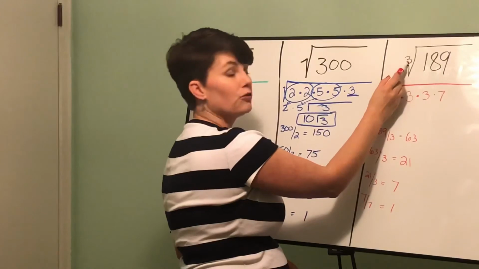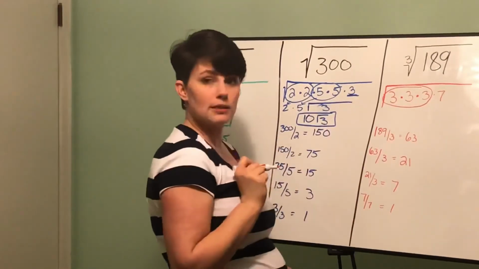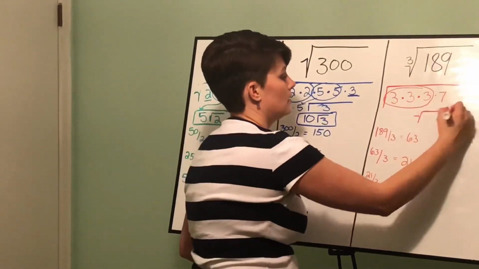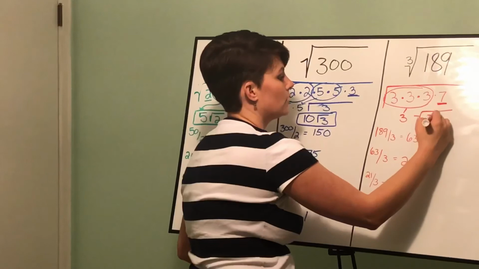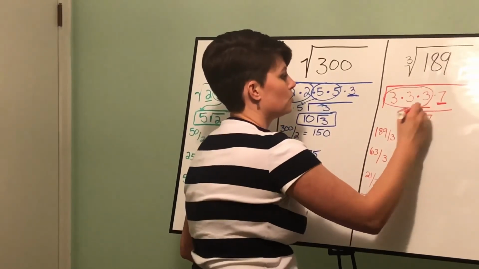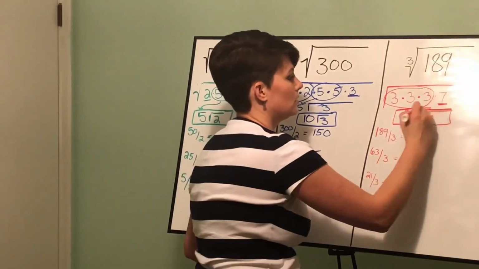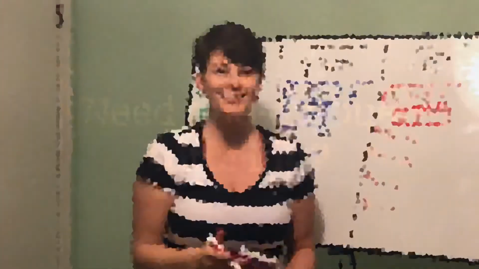Now this time I'm looking for a cube root. So now I'm going to circle a set of triplets. And then that can come to the outside. The 7 can stay left over on the inside. The cube root of 189 is 3 times the cube root of 7. And it's just as easy as that.